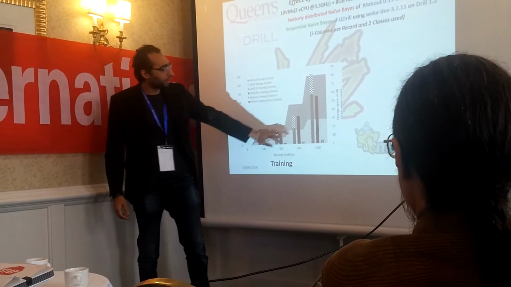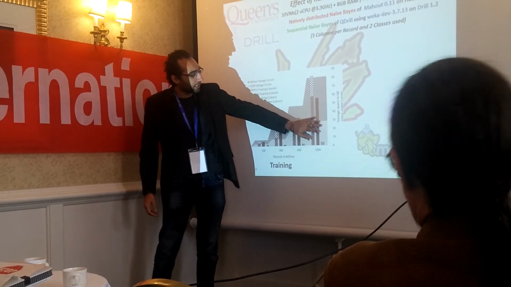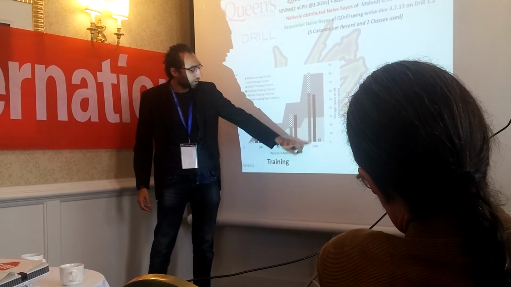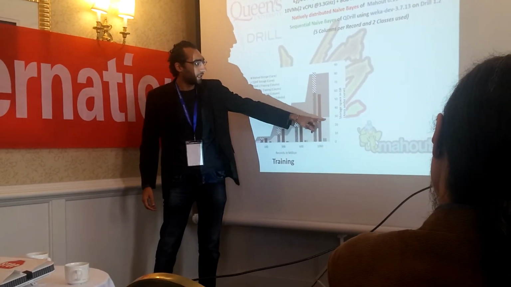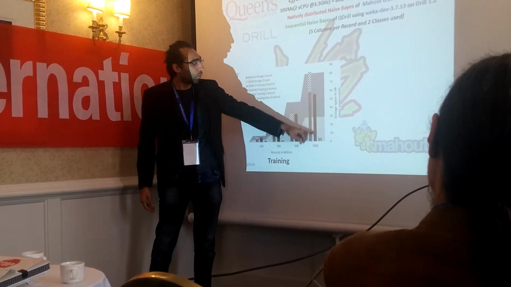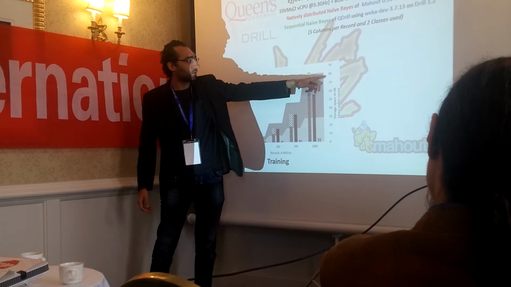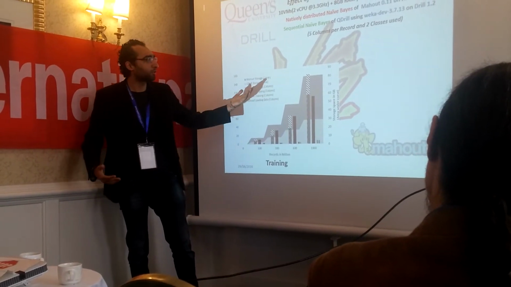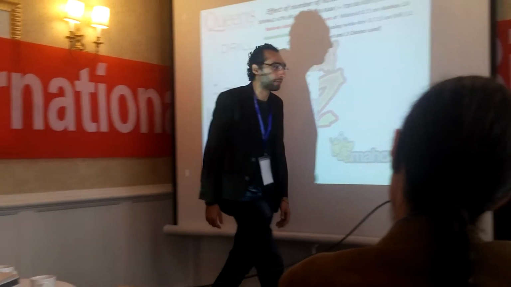Storage-wise, we can see that this light gray area represents the storage required by QDrill. For 1,000 million records, it needs around 25 gigs of hard disk, while for Mahout, it needs around 83 gigs. Basically, because of the data conversion, it needs more disk space to store its data.